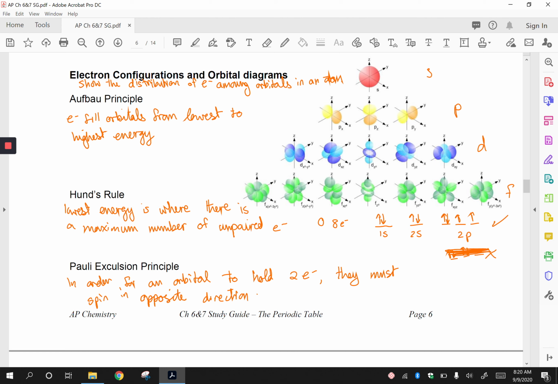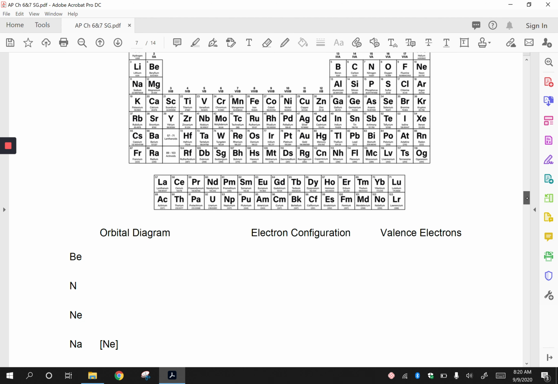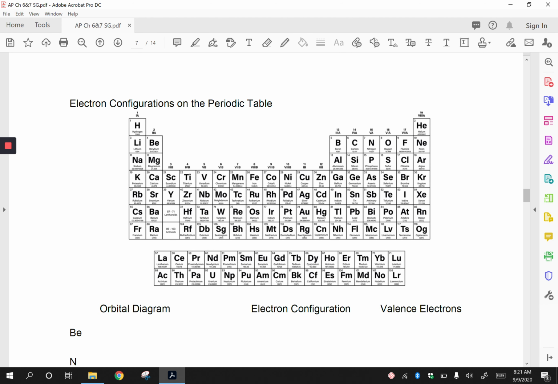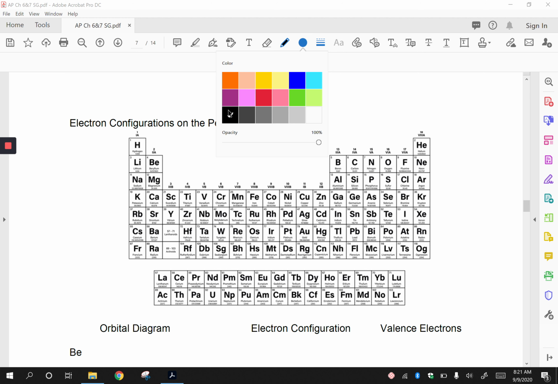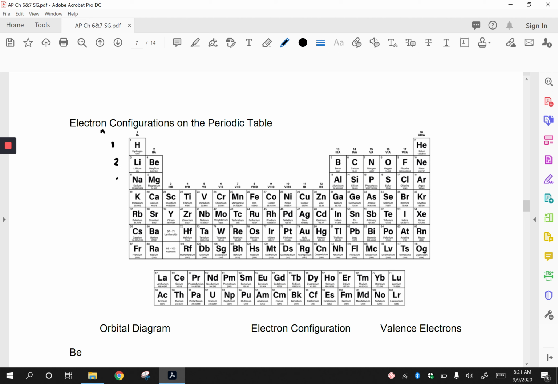Okay, so let's actually try to look at how we can come up with those electron configurations. So if you remember last year, we were able to do this from the periodic table. So we have the energy levels first, and so the energy levels kind of correspond to the periods. So here's your energy level. This is energy level 1, 2, 3, 4, 5, 6, and 7.